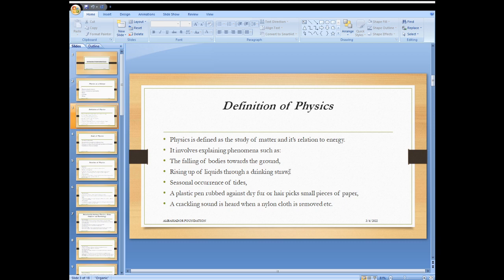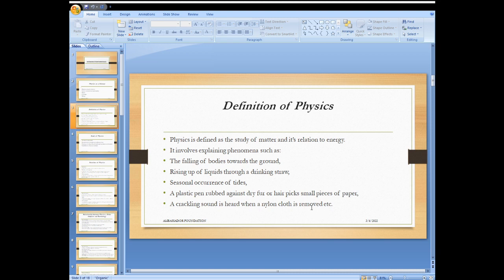So it is physics. We have the seasonal occurrence of the tides in the sea. A plastic pen or any plastic ruler, when it's rubbed by fur or your hair, can pick up small objects on the ground. A crackling sound is heard when a nylon cloth is removed, and many others. For example, when you brush your shoes, it can attract a lot of dust. So those are some of the things that physics will help you to explain.